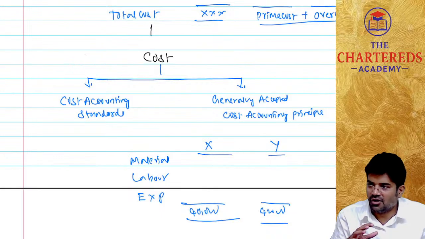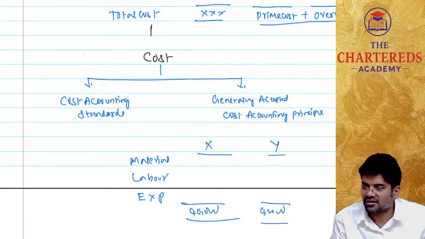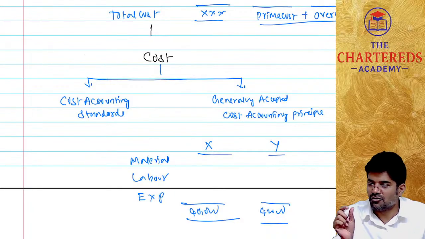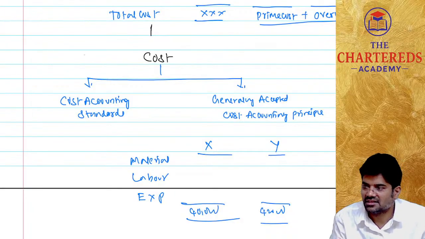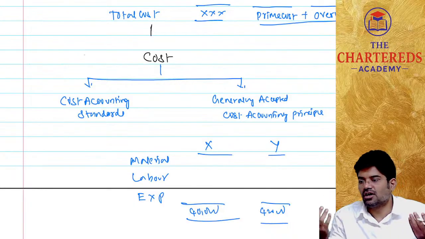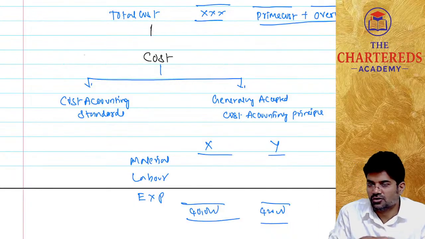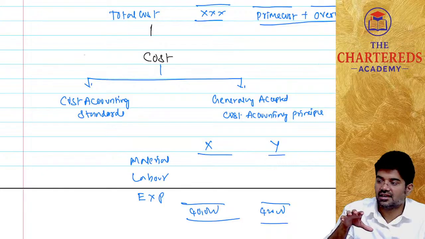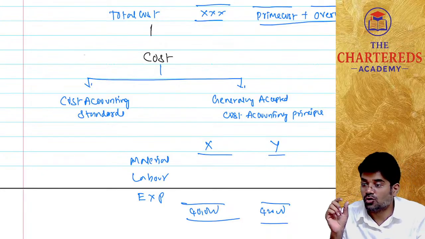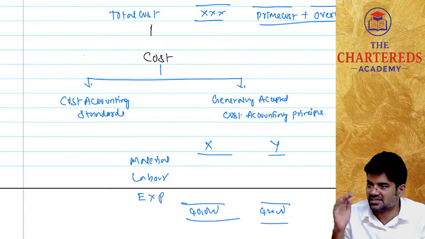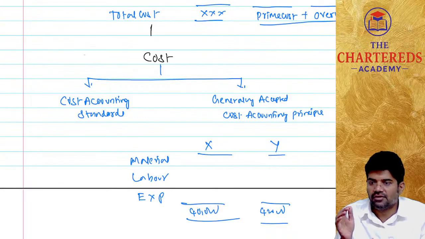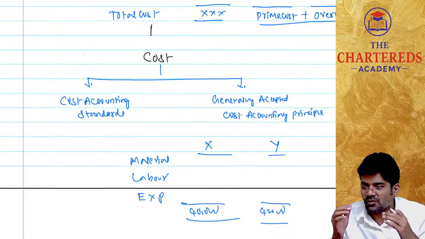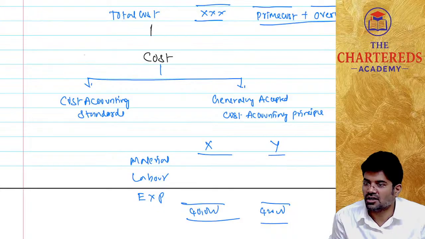The problem was they did not follow a certain set of principles. That is the reason both of them got different costs. So that is the reason why you need to have rules or standards, so that everyone will have uniformity whenever they're calculating cost.